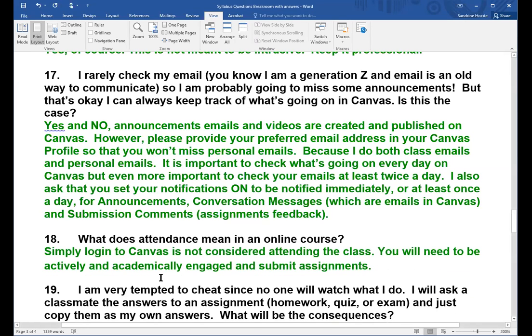Simply logging in to Canvas is not considered attending the class. And this is important here at the beginning of the quarter as we decide who has to be dropped or not. So just logging in to Canvas is not enough. You will need to be actively and academically engaged and submit assignments. That's what it means to attend in an online class.